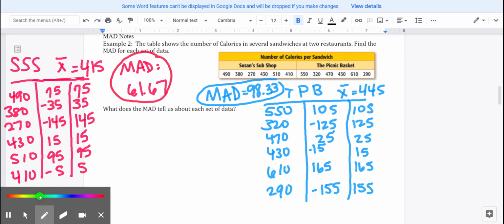So our question asks, what does the MAD tell us about each of our data sets? Well, it tells me that Susan's Sub Shop sandwiches are closer in caloric intake.